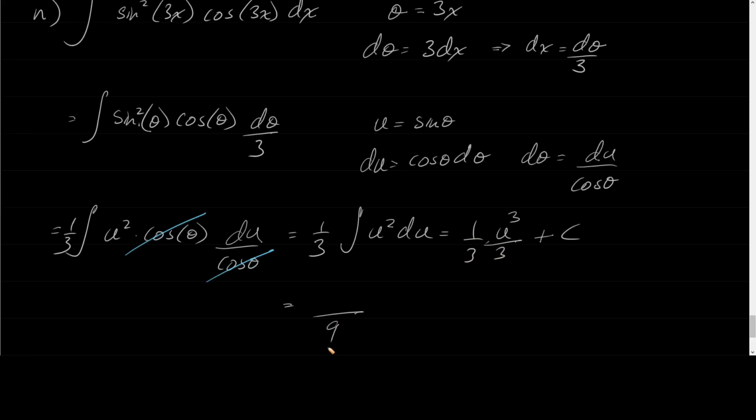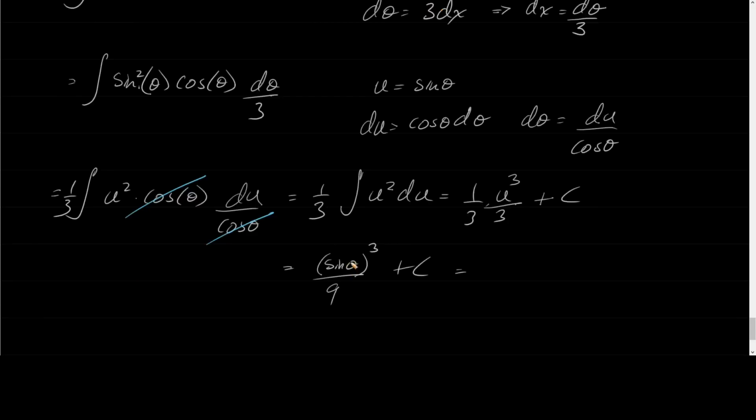So we're going to have this over 9. And instead of u, well, u was sine theta, so I have sine theta cubed plus c. But the problem was still not about theta, so we need to put it back in terms of x. So it's going to be sine cubed of 3x, instead of theta, over 9 plus c. Alright, cool. So that was N.